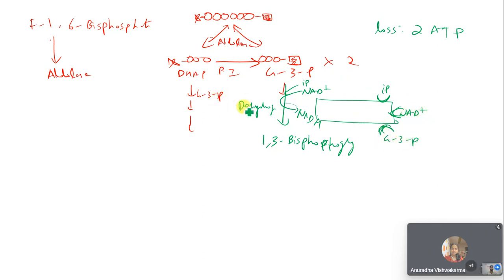Now, on the basis of this dehydrogenase enzyme, this glyceraldehyde 3 phosphate is converted into 1,3 bisphosphoglycerate. While the conversion is happening, this NAD is converted into NADH, which later goes into the ETC to give 3 ATPs. One NADH gives 3 ATP, so basically times 2 is 6 ATPs. This is for the ETC.